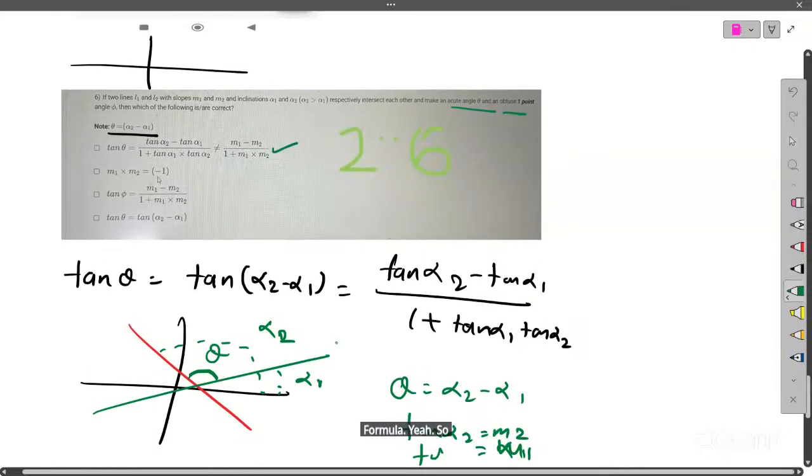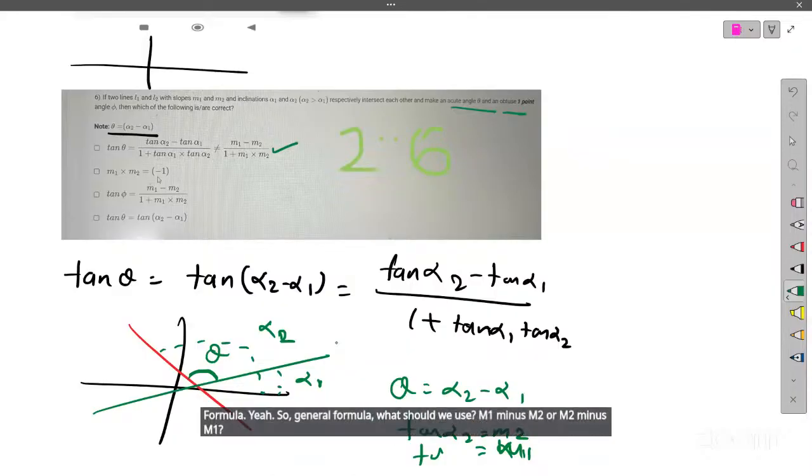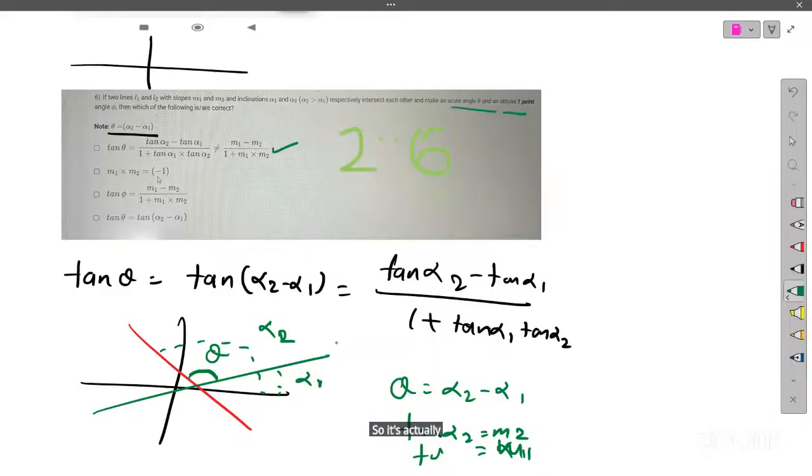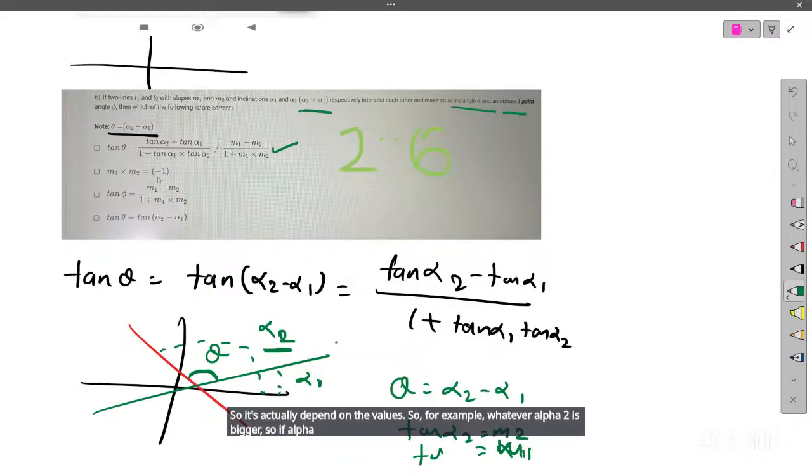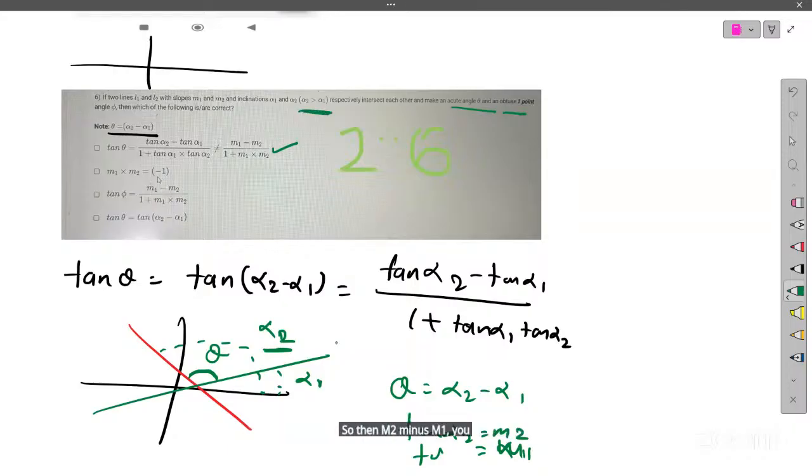So, what general formula should we use, m1 minus m2 or m2 minus m1? It actually depends on the values. For example, whichever alpha is bigger. If alpha 2 is bigger, and in this case they have written that alpha 2 is bigger, then you should use m2 minus m1. And if alpha 1 is bigger, then the other way around. But it's actually not clear here.